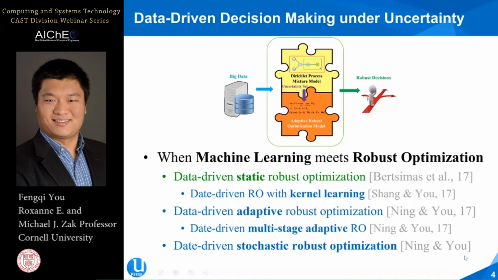So in this presentation, I will introduce the second piece of work, data-driven adaptive nested robust optimization, in sufficient detail. And if time permits, we could talk briefly about the data-driven stochastic robust optimization. And at the end of the presentation, I will also briefly introduce the other two pieces of work: on data-driven robust optimization based on kernel learning and the one on multistage adaptive robust optimization.